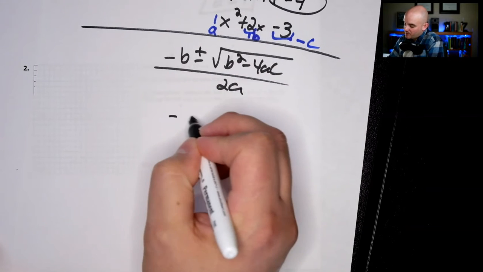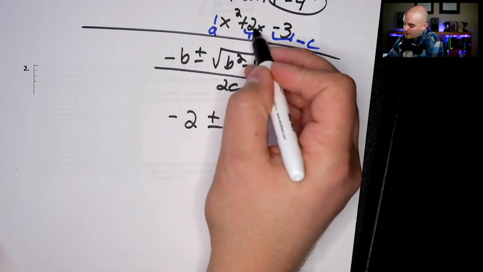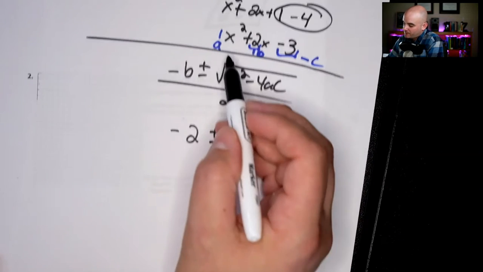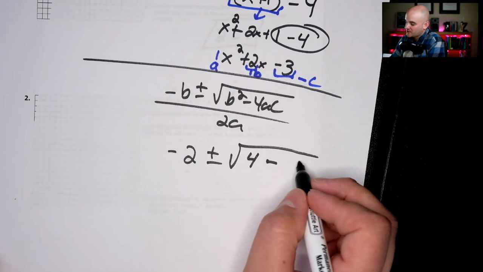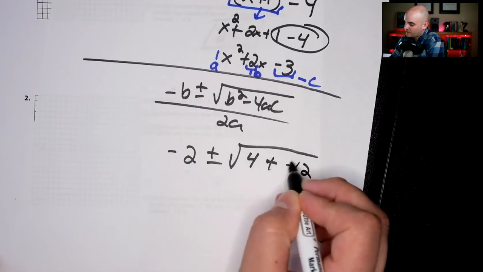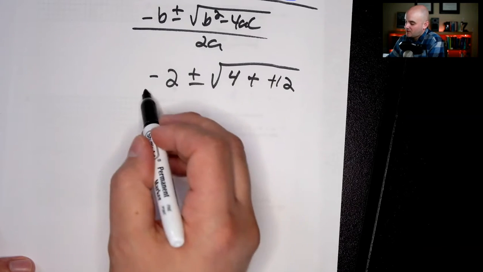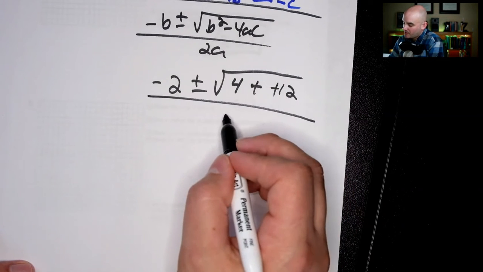2 goes in for b, so we get negative 2 plus or minus the square root. Well, b² in this case is 4, minus 4 times 1 times negative 3. So 4 times negative 3 is negative 12, and then the minus and negative becomes plus a positive. All of this goes over 2 times 1, which is 2.